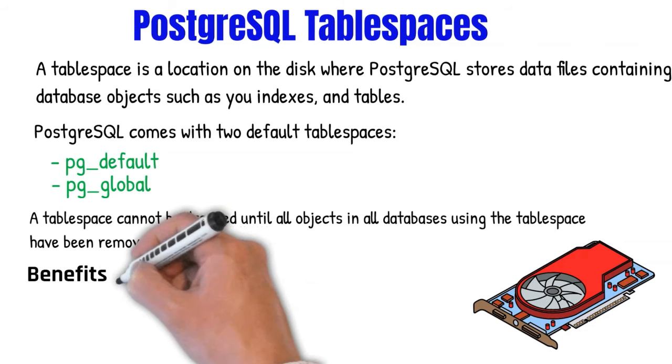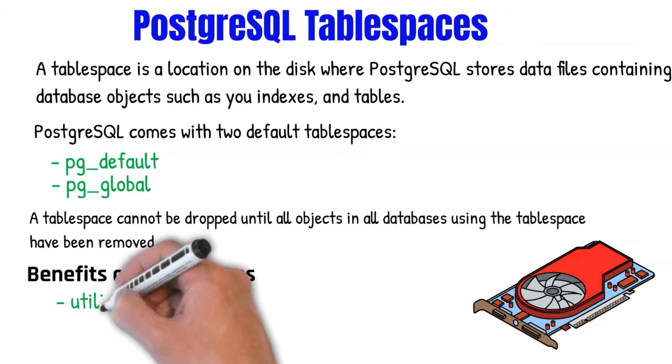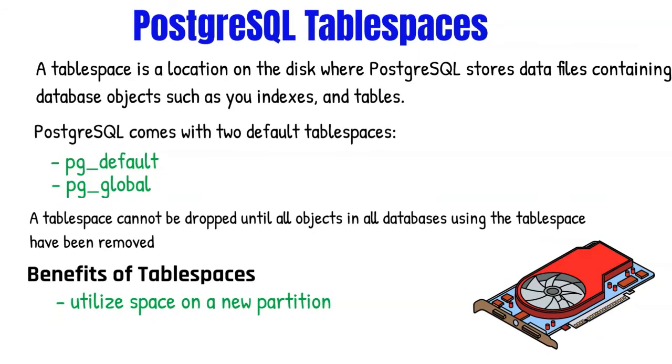There are two main advantages of using table spaces. The first is if the initial partition or disk where the cluster is initialized is out of space, you can create a new table space on a different partition. However, once this partition is created, it doesn't automatically solve your problem. You'd have to move an entire database or a couple of large indexes or tables to this table space to free up some space in the initial table space that is running out of space.